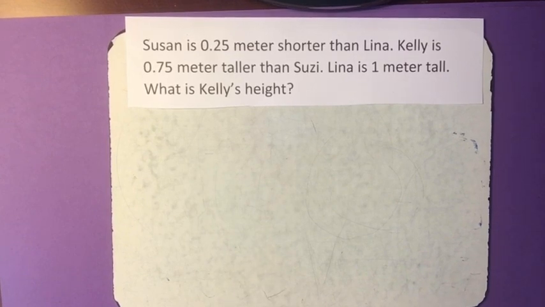It says Susan is 25 hundredths of a meter shorter than Lena. Kelly is 75 hundredths of a meter taller than Susan. It should be Susan there. I don't know why that is that way. Lena is 1 meter tall. What is Kelly's height?